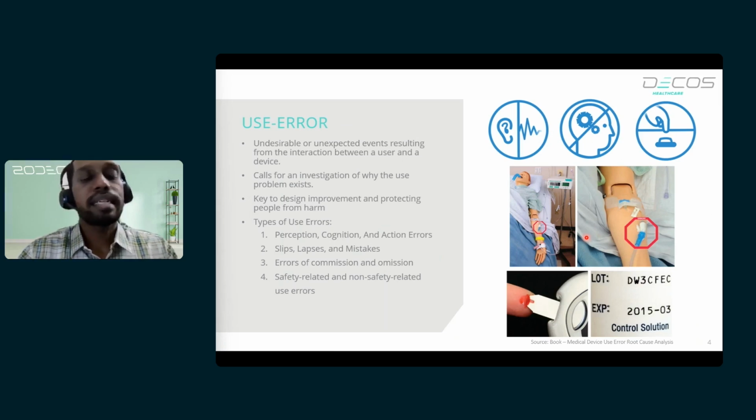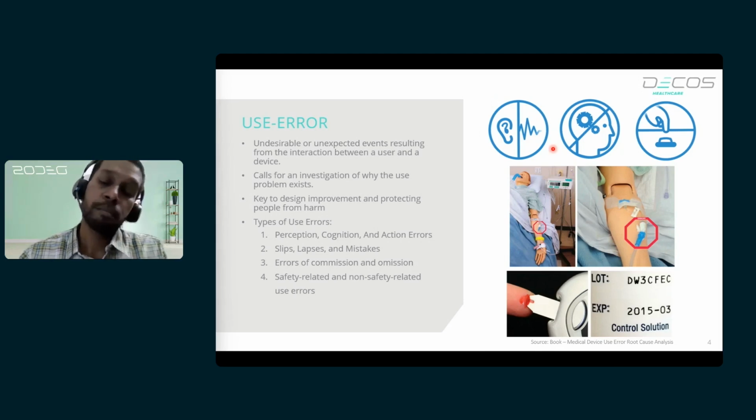So use error can primarily be classified into four categories. One is perception, cognition, action. Perception here involves some set of stimuli. Say a device generates an alarm that indicates I need to turn the device off once this alarm goes on, and the user fails to observe this particular alarm. If the alarm is not audible enough and the user fails to observe that sound, it means the user is failing to observe that particular stimulus. So it is obviously going to be some sensory failure.